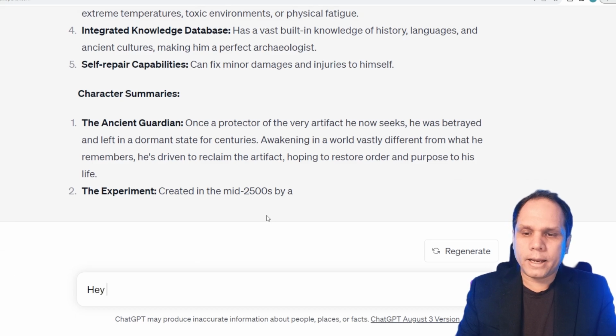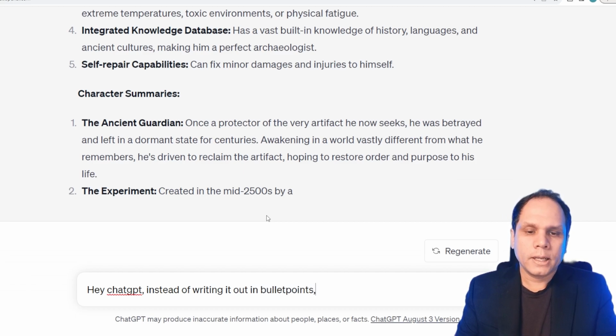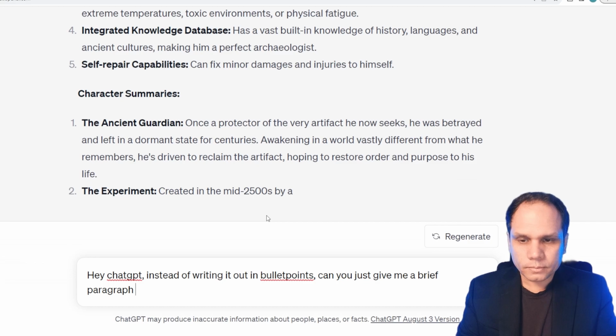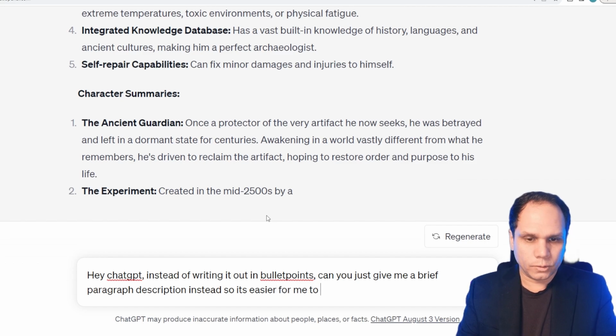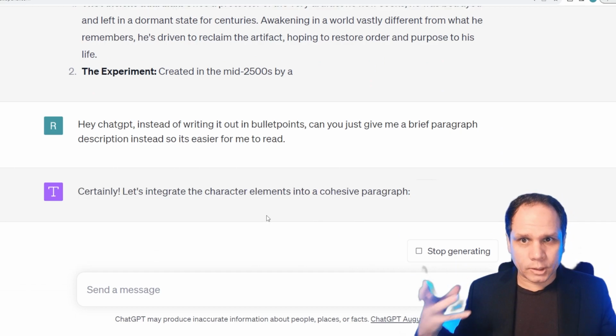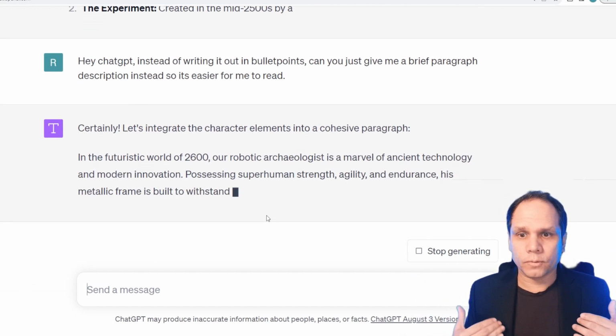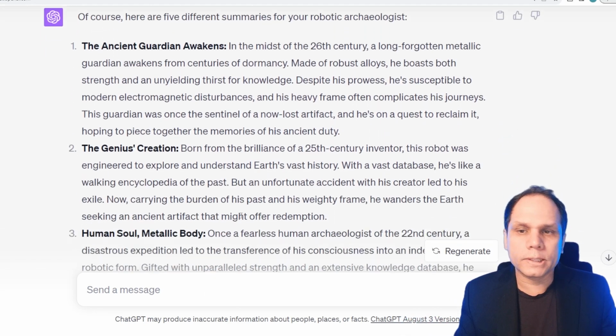So I'm going to tell it, hey, ChatGPT, instead of writing it out in bullet points, can you just give me a brief paragraph description instead so it's easier for me to read? Because I don't want to be looking at a spreadsheet of who this guy is. I want to be looking at more just a brief of what he is. ChatGPT gave me basically 5 different possibilities for who this character might be.